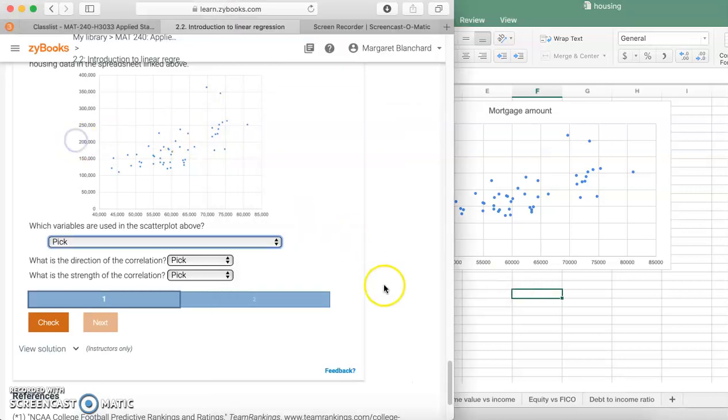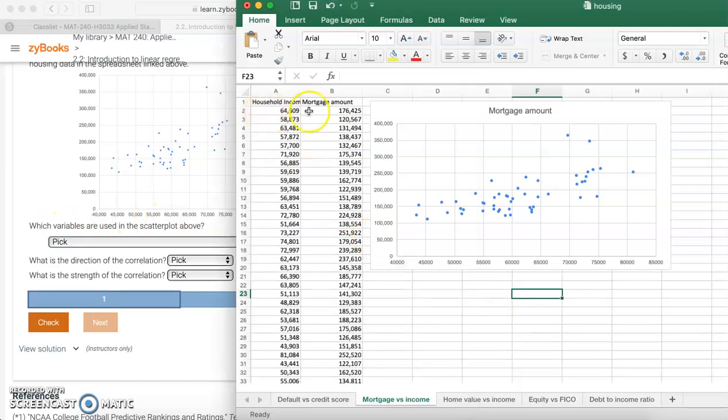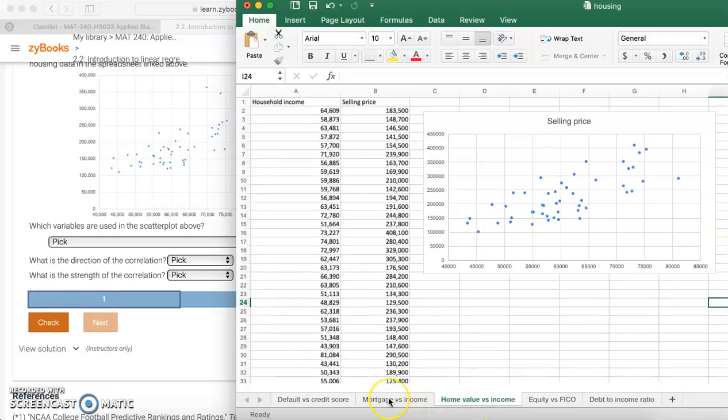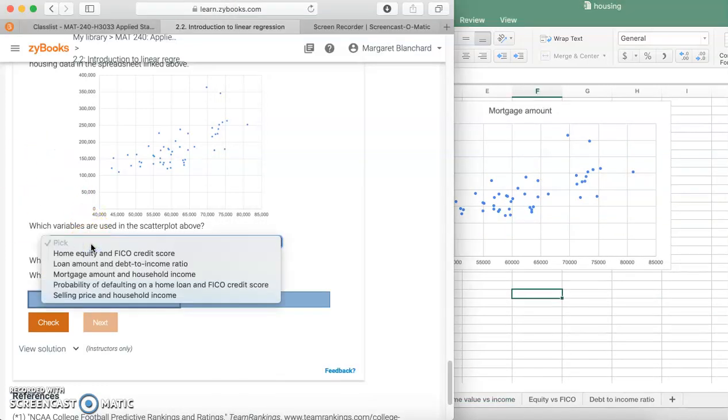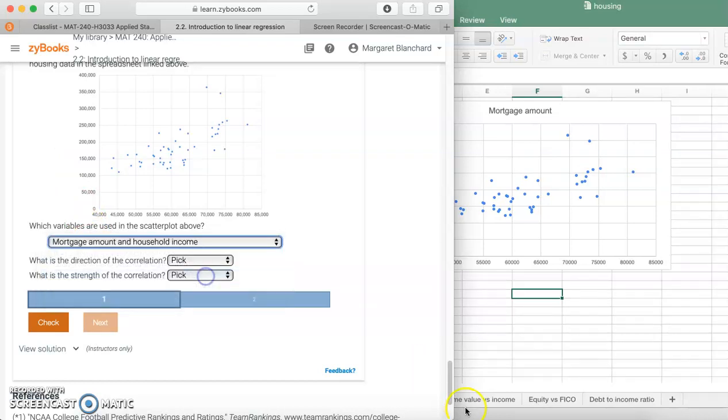All right. So the first question is here, which variables are used in the scatter plot above? Well, I would say household income and mortgage amount. We just did a comparison and we found that it wasn't the household income versus selling price. So we're going to say household income, mortgage amount. Is that what we decided? Let me double check that. Yep, mortgage amount. And what is the direction of the correlation?